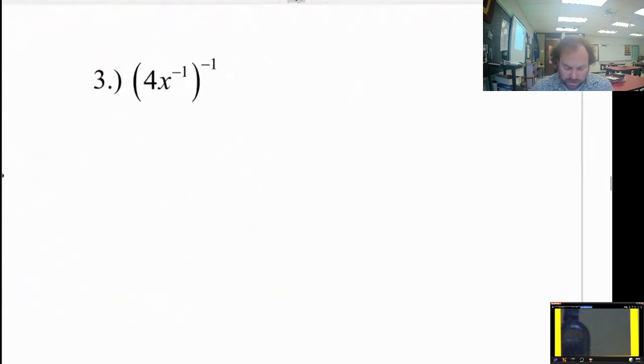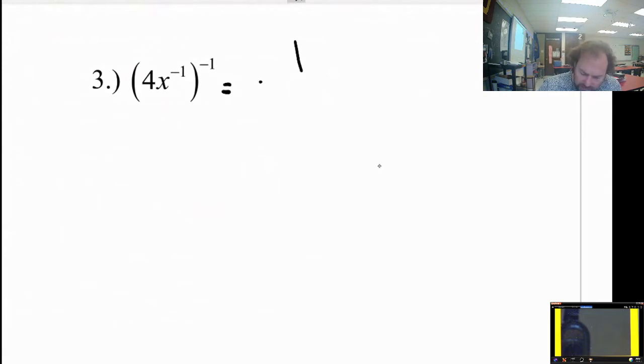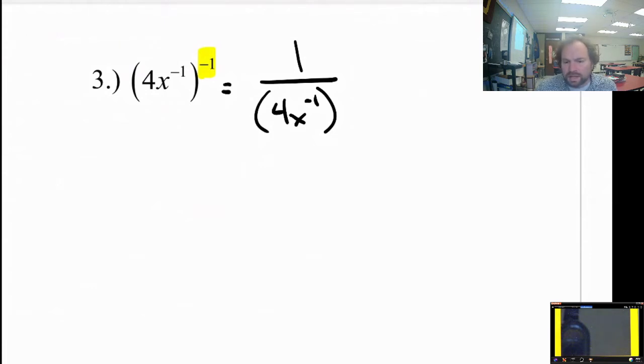Let's try another one here. Again, you want to work through it piece by piece. Let's first take the outside negative first power and move it to the bottom of the fraction: 4x to the negative first power, to the first power. We can actually ignore that first power. It doesn't really do anything here. The only thing I would do now is take x to the negative first power and move it back to the top of the fraction. This will be x over 4.